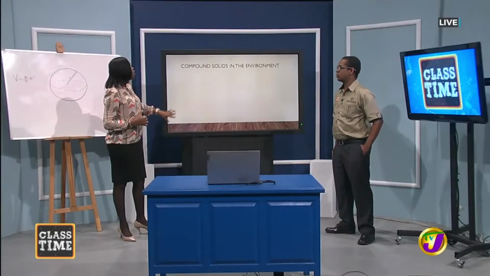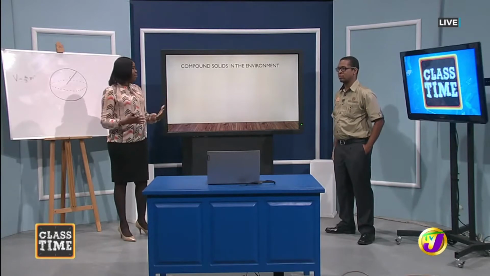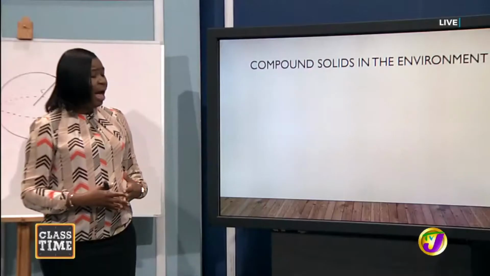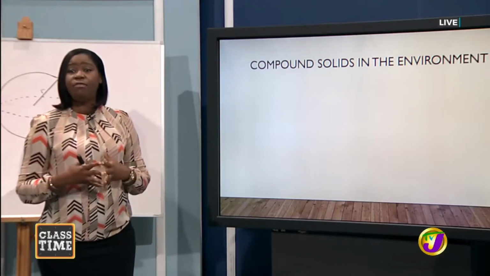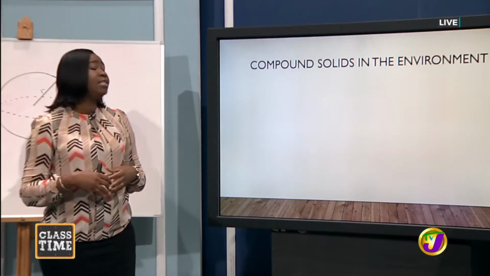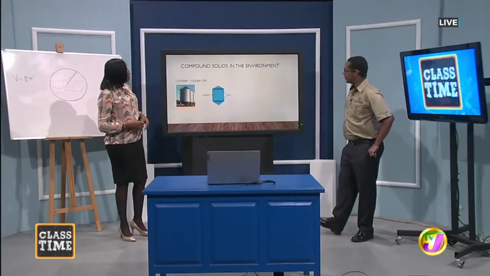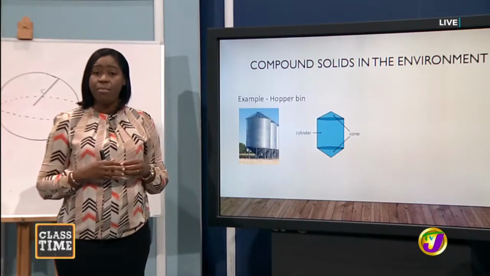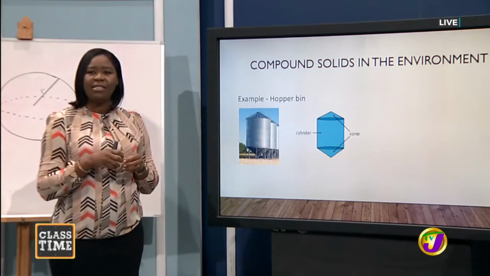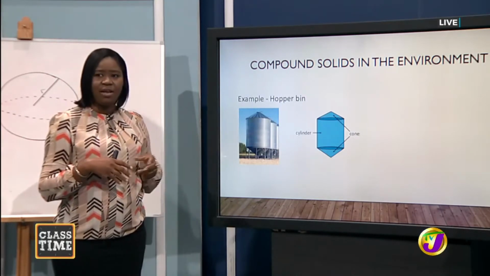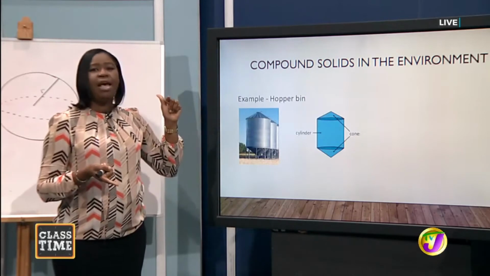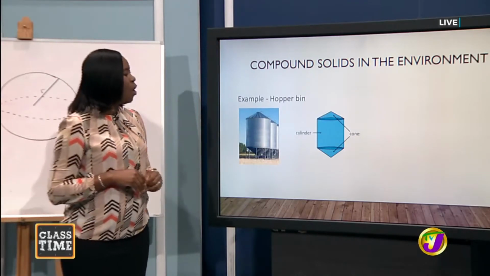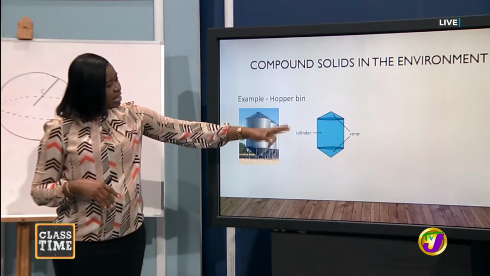They are made up of different parts. Now you have composite solids in the environment around us, and you'd be surprised at how important calculating the volume of these compound solids is to us in everyday life. Take, for example, this hopper bin. This hopper bin is made up of a cylinder and 2 cones. And the shape of the top and the bottom is very important because they store grains in these containers, and having the cones allows for ease of flow of the grains out of the bin.